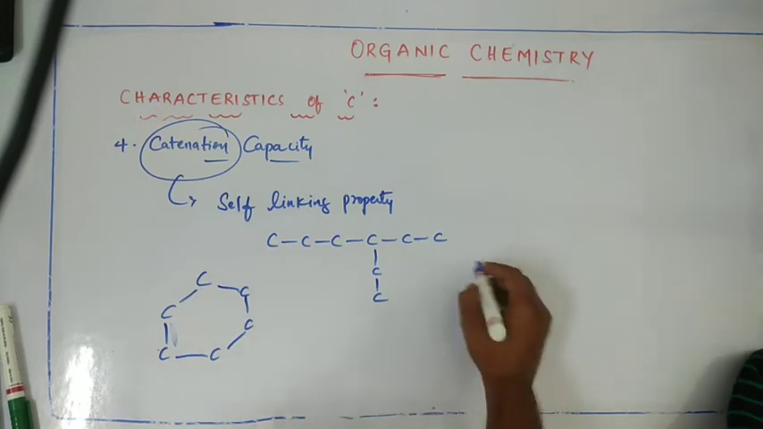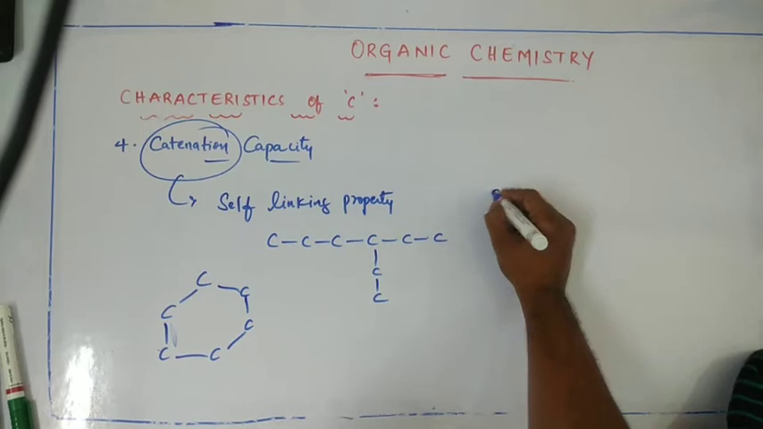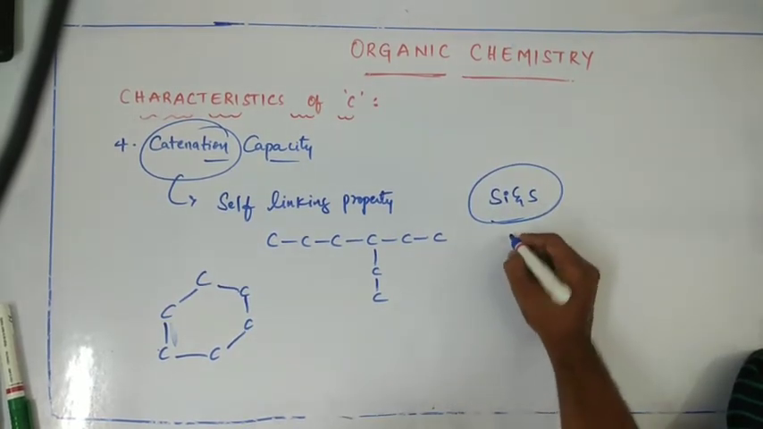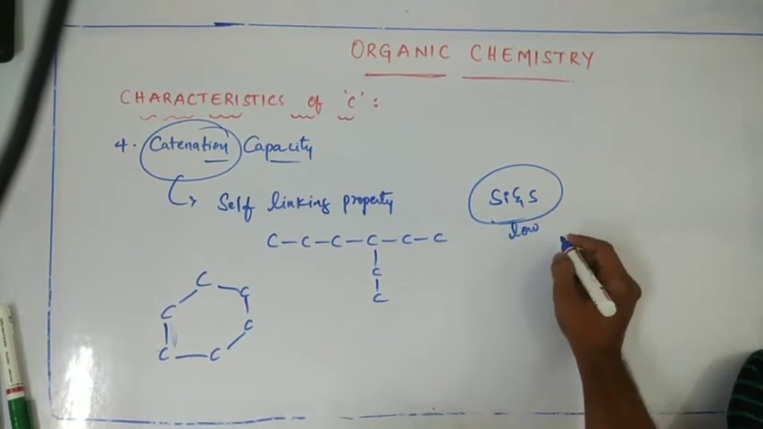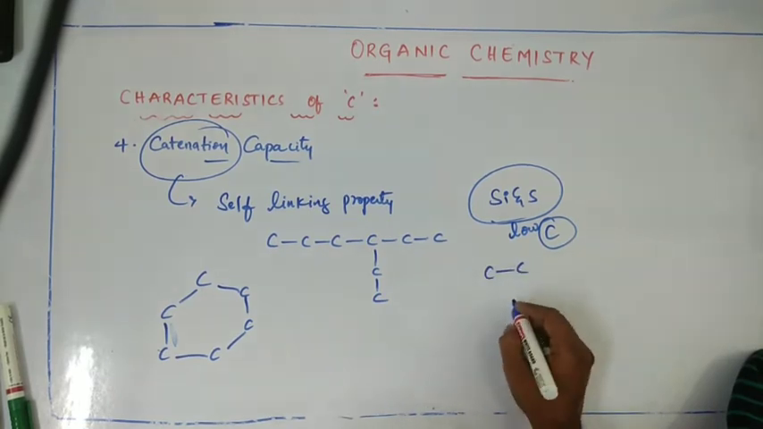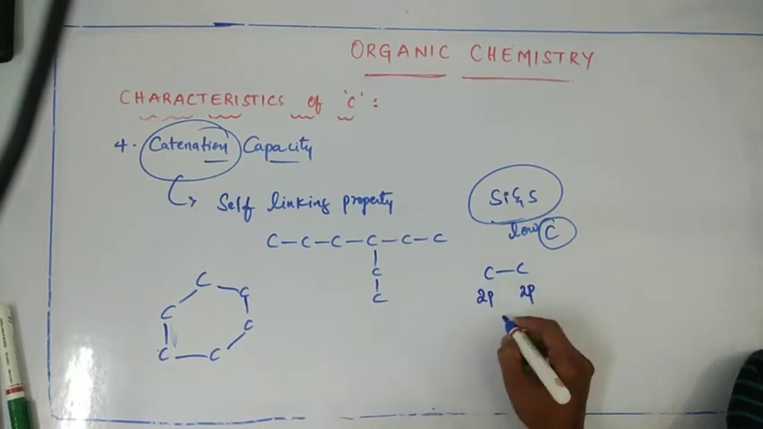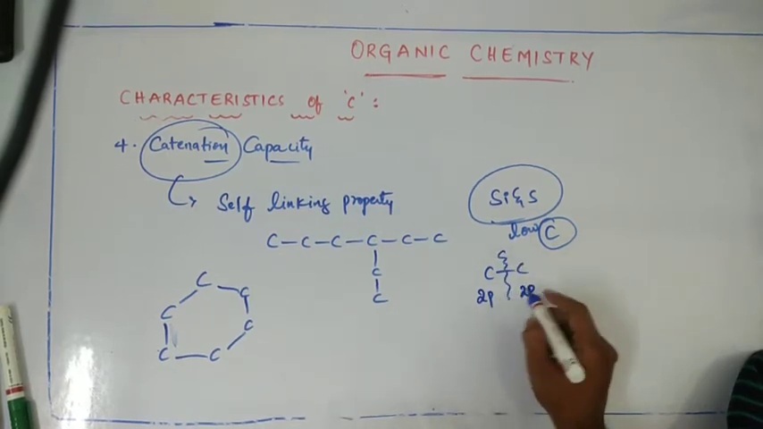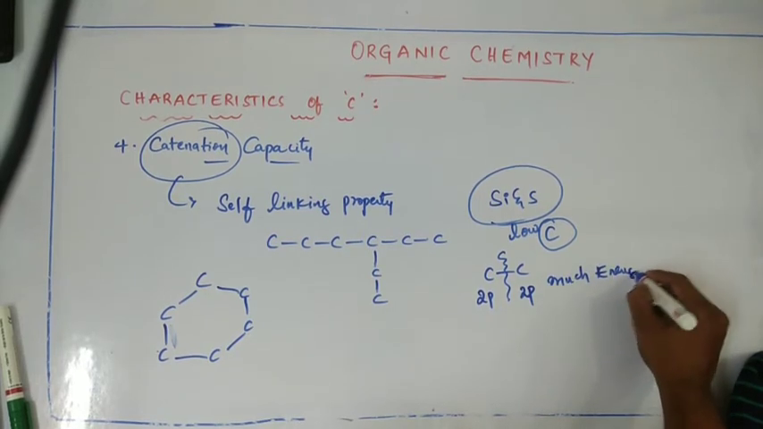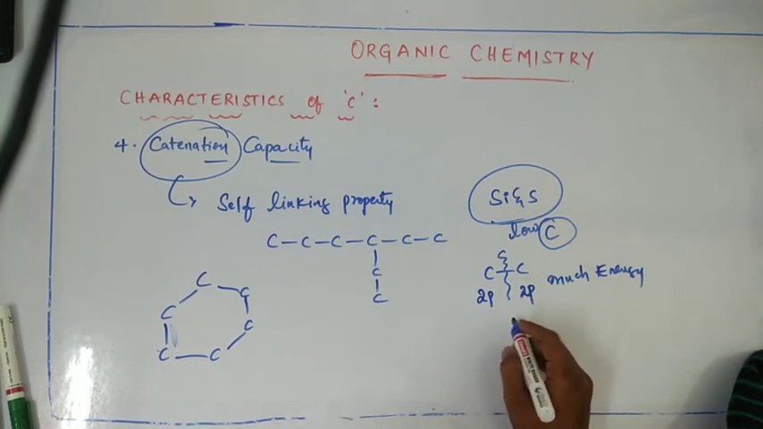When you compare with others, catenation capacity is also shown by silicon and sulfur, but their catenation capacity is low when compared with carbon. Why? Because the carbon-carbon single bond is formed by 2p overlap. To break this bond we require much energy. That's why this bond will not be broken easily.